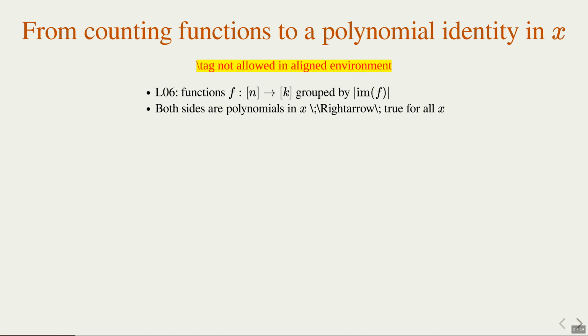Now the key upgrade, since both sides are polynomials in x and they agree on all positive integers, they must be the same polynomial. So the identity holds for every real or complex x. And today, we use that to build a discrete version of calculus. Falling factorials will be the basis that makes the difference operator simple.